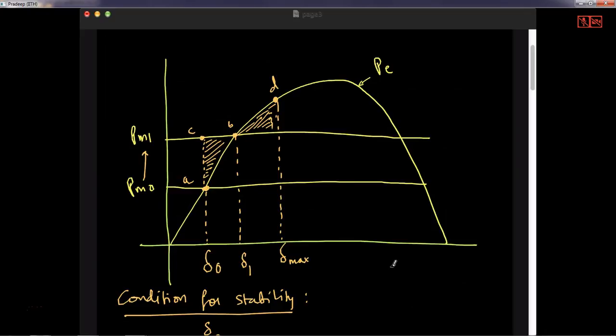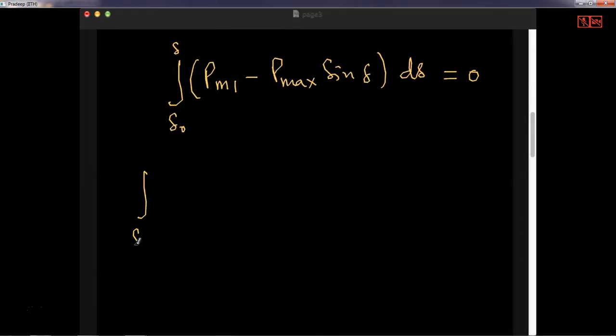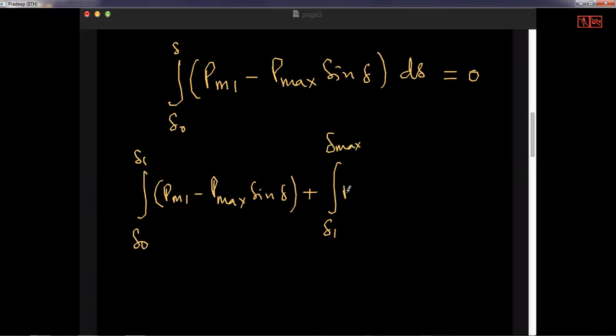So these two areas should be 0, or the subtraction of these two should be 0. So what I'll write is something like this. Delta naught to delta 1, Pm1 minus P max sine delta. This one I know will be negative, because Pm is more and, sorry, this area will be positive. So plus delta 1 to delta max, Pm1 minus P max sine delta, with respect to d delta, should be equal to 0. So this is my condition.